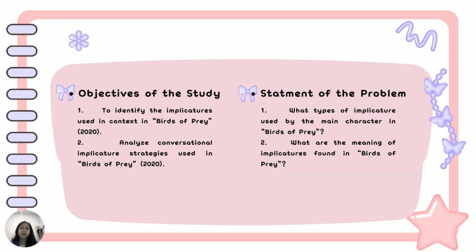The objectives of the study are to identify the implicature used in context in Birds of Prey and analyze the conversational implicature strategies used in Birds of Prey. For the statement of problem, the first is what types of implicature are used by the main character in Birds of Prey, and what are the meanings of implicature found in Birds of Prey.